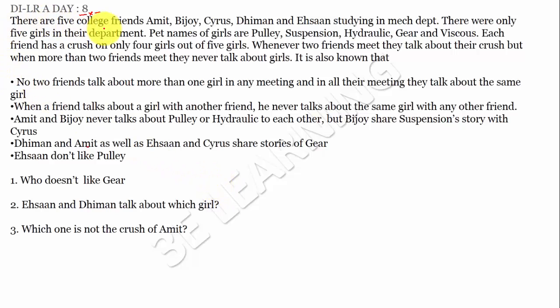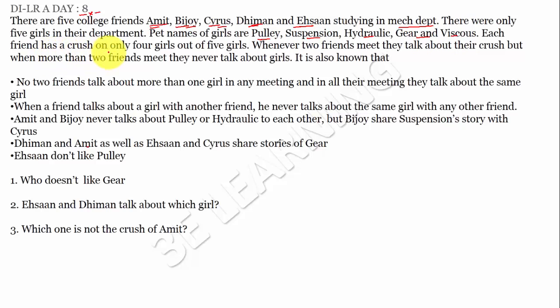The question is, there are 5 college friends Amit, Bijoy, Cyrus, Dhiman and Ehsaan, or we can say 5 friends A, B, C, D, E. Generally we take abbreviations or the short forms of the names in solving questions. They are studying in the mech department, this data is redundant. There are only 5 girls in the department. Pet names are Pulley, Suspension, Hydraulic, Gear and Viscous, or we can say PSHGV.